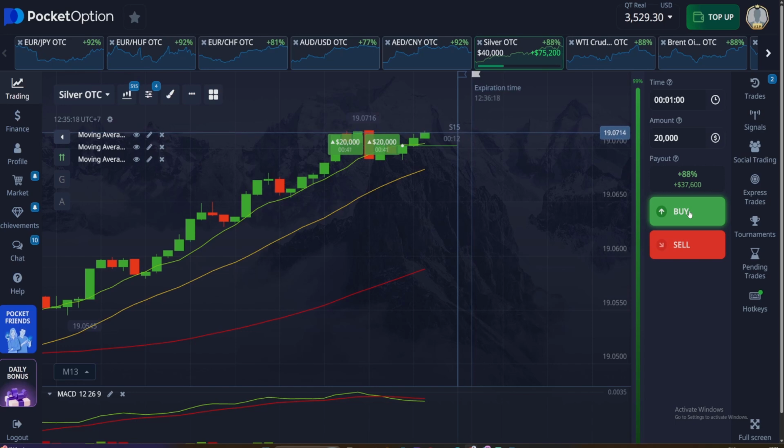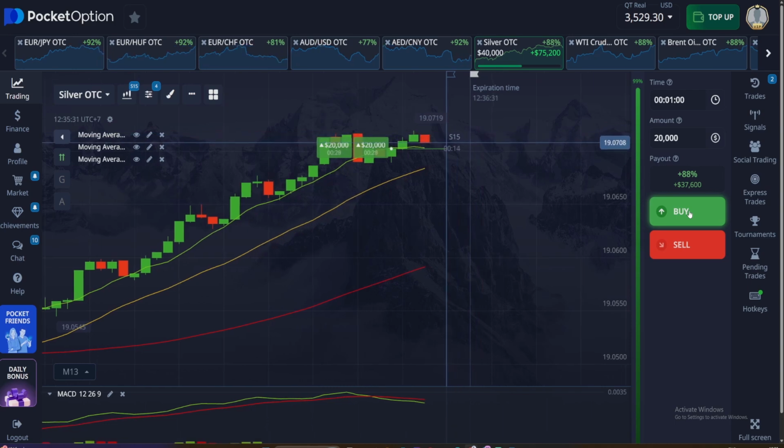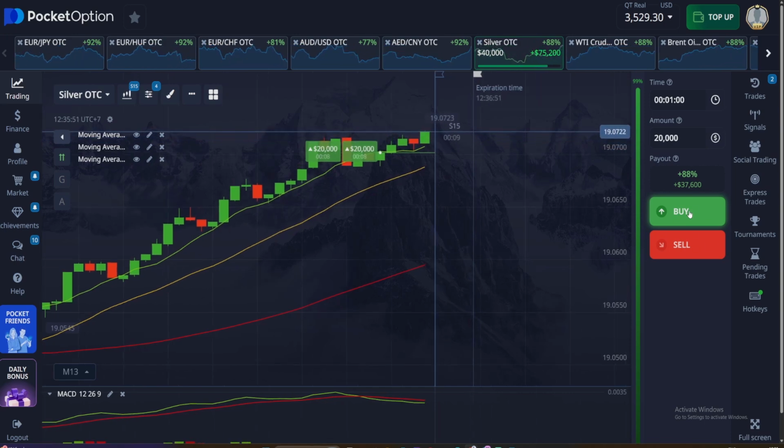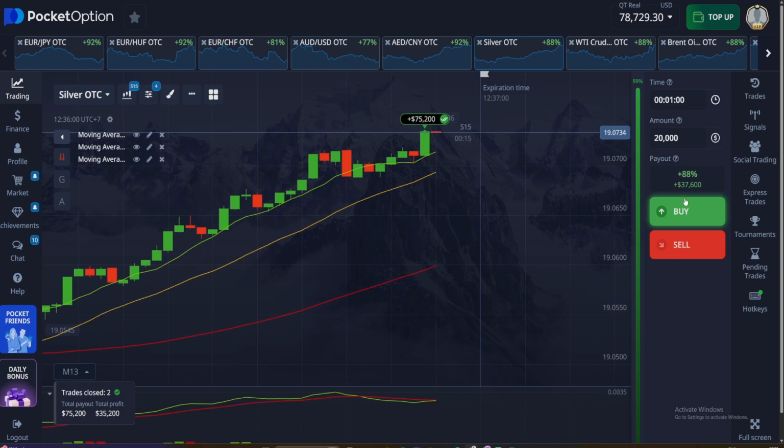I choose to simply follow the trend because in trading, following the current trend is usually safer and offers a higher probability of profit than going against it. So, I'm optimistic that the price will continue moving upwards. Let's see how this trade turns out. Okay, profit. Let's open the next market.